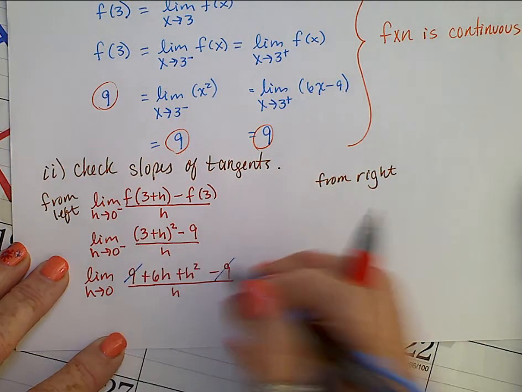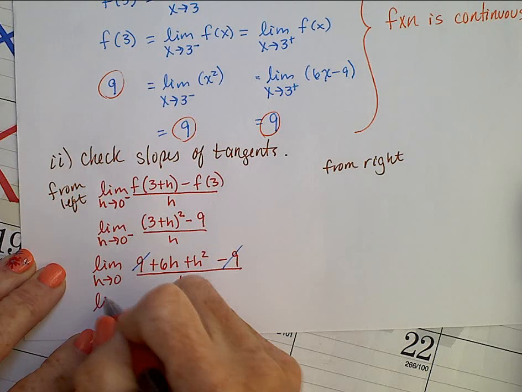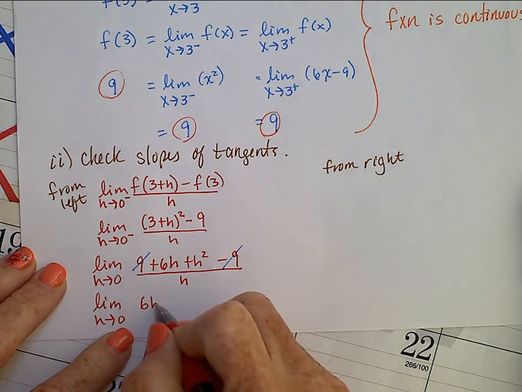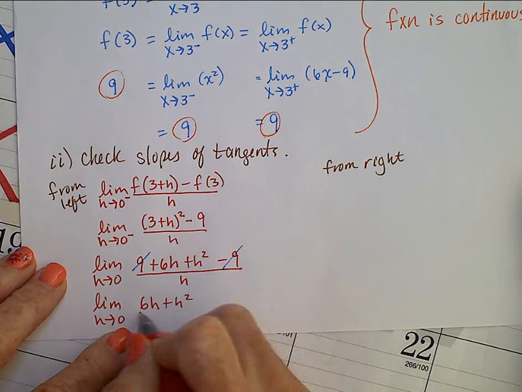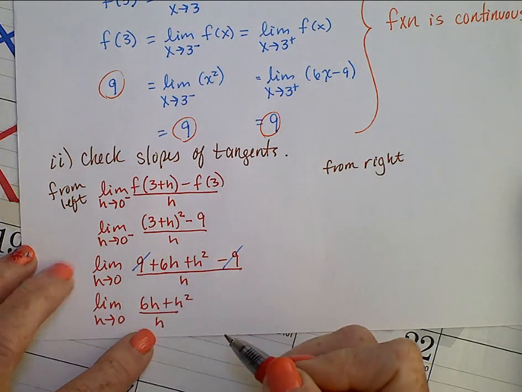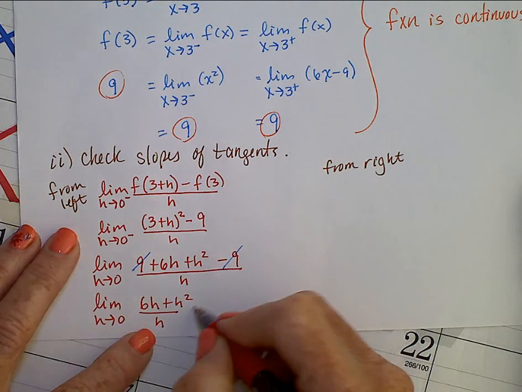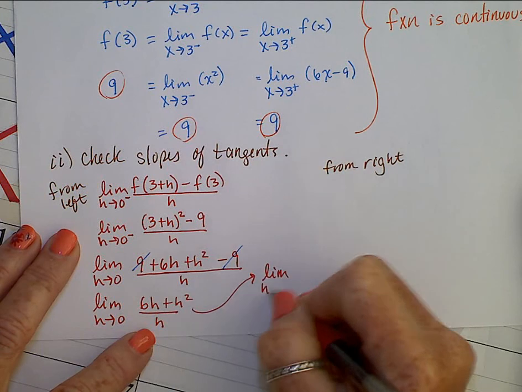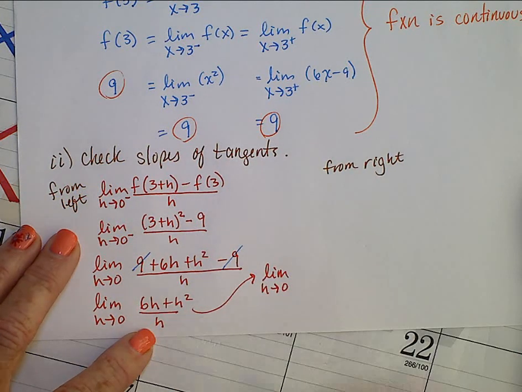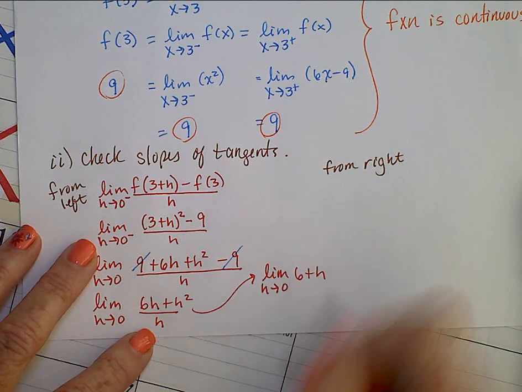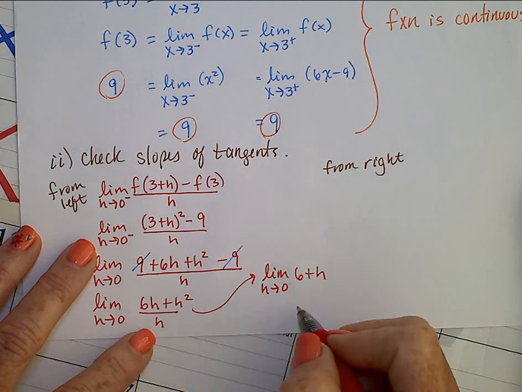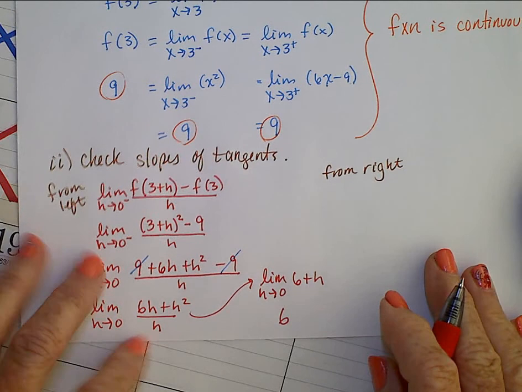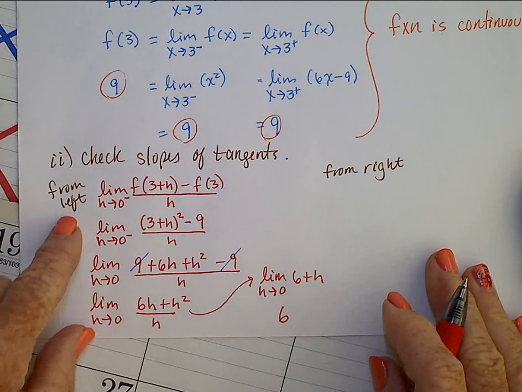The 9s subtract out. We have the limit as h approaches 0 of 6h plus h squared over h. And if we divide out that h, we have the limit as h approaches 0 of 6 plus h, which is 6. So slopes of tangents from the left side of 3 is 6.